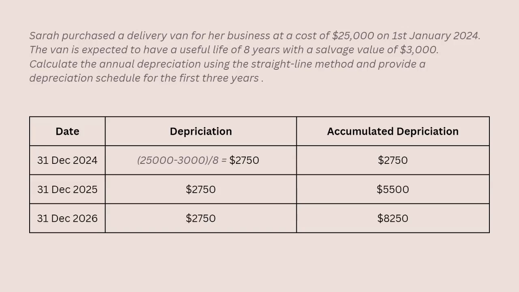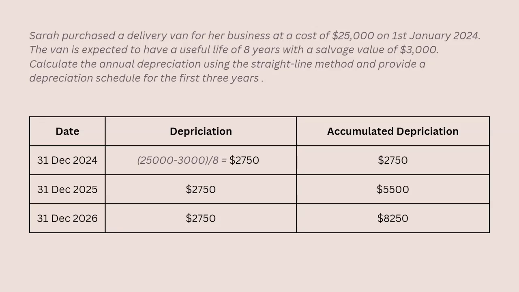So Sarah purchased a delivery van for $25,000 on 1st January 2024, which is when the new accounting period starts. The useful life of the asset is 8 years, and then we have the salvage value, which is the same as residual value. It's nothing different. That's $3,000. So Sarah thinks that if she buys the delivery van today for $25,000, after 8 years she might have to sell it for $3,000. That's the salvage value or the residual value. So let's see how she's going to work with the straight line method.